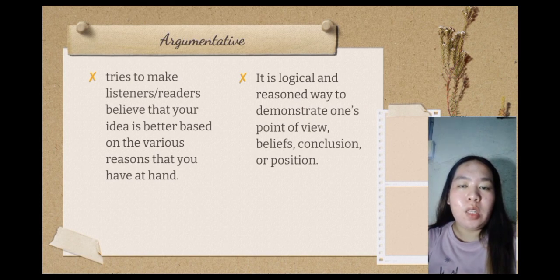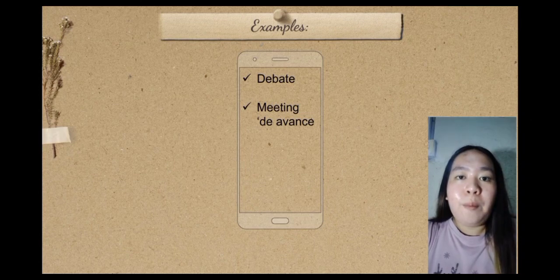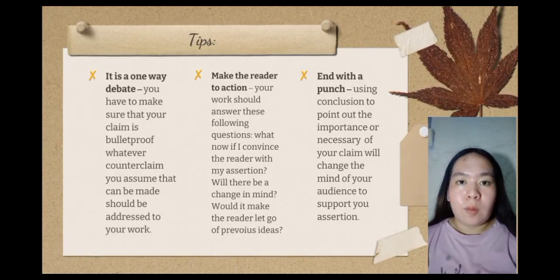Argumentative communication tries to make listeners and readers believe that your idea is better based on the various reasons that you have at hand. It is logical and reasoned to demonstrate one's point of view, beliefs, conclusion, or position. Examples: debate, meeting the advance. Tips: it is a one-way debate.